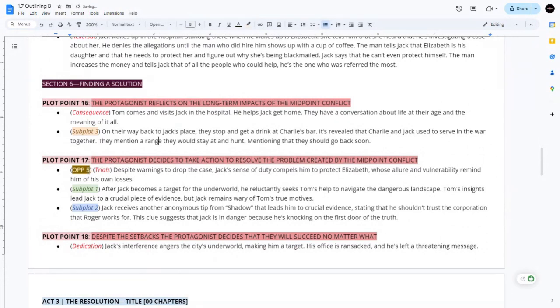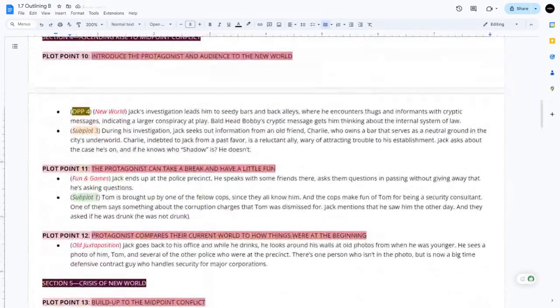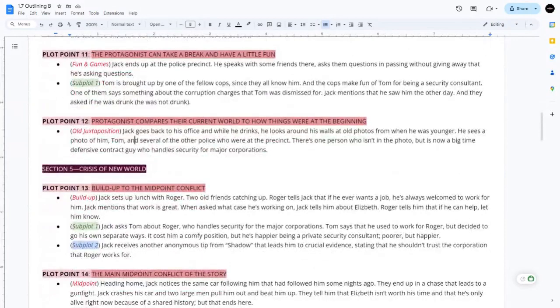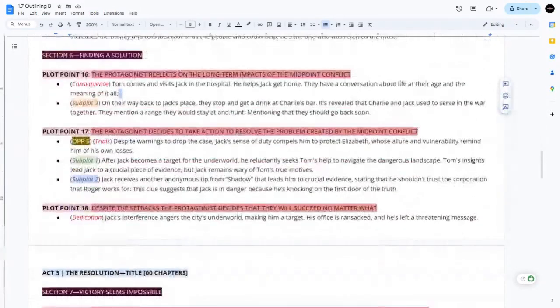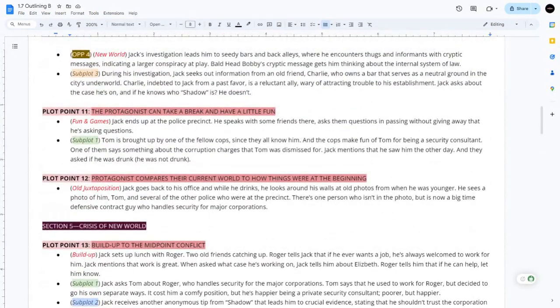Now look how many new plot points I just microed the hell out of. So this was the four. Plot point 10 is where the fourth original plot point is. And then there's one, two, three, four, five, six between them, and the seventh one now becomes the fifth. You see how fun that is? So we actually got to rebuild the second act. We got to play with that.